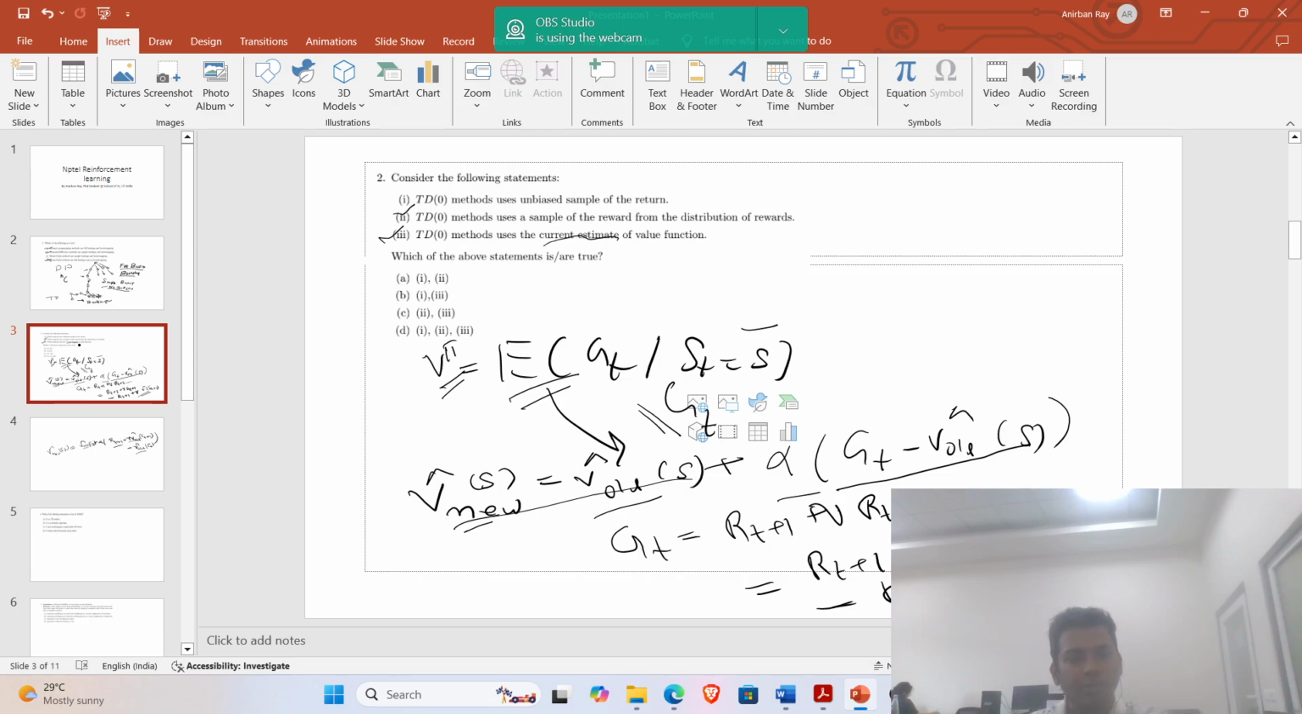So the TD0 method uses an unbiased sample of the return. So this is the return that we have used. Is it an unbiased sample? Actually, it is not unbiased. It would be unbiased if gamma were related in some way to the number of rewards that are there, but gamma is usually taken as a constant discount. So this is a biased sample of the return, not unbiased. So this one is wrong. Next, any doubt here?